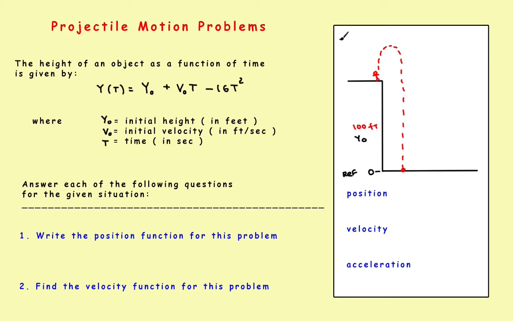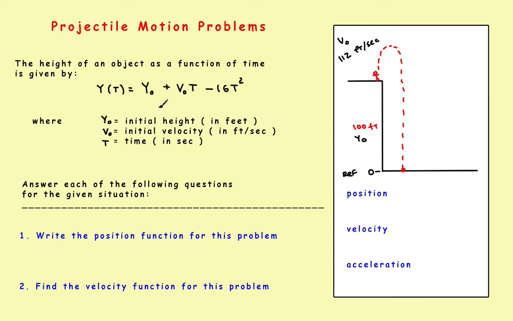Now in this problem, let's suppose our initial velocity is 112 feet per second. You threw this thing up at 112 feet per second. So that's your initial velocity. Now let's begin to answer some of the questions. We want to be able to describe this object's behavior as it goes through its path.